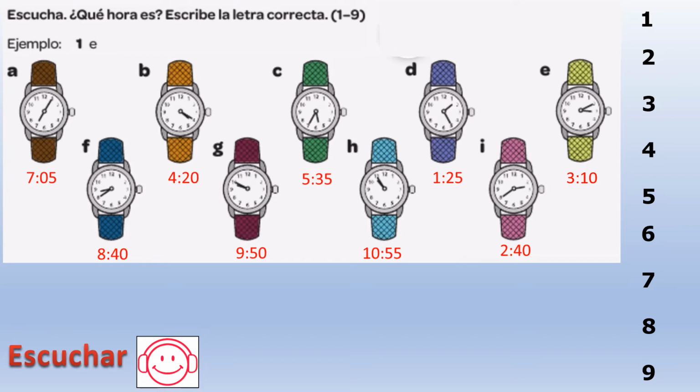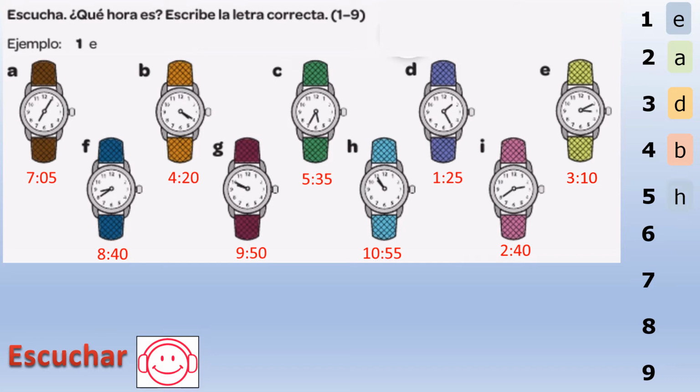Okay, las respuestas. Número 1, they said son las 3:10, so that's letra I. Número 2, they said son las 7:05, so that's letra A. Número 3, they said es la 1:25, so that's letra D. Número 4, they said son las 4:20, so that's letra B. Número 5, they said son las 11 menos 5, so letra H.